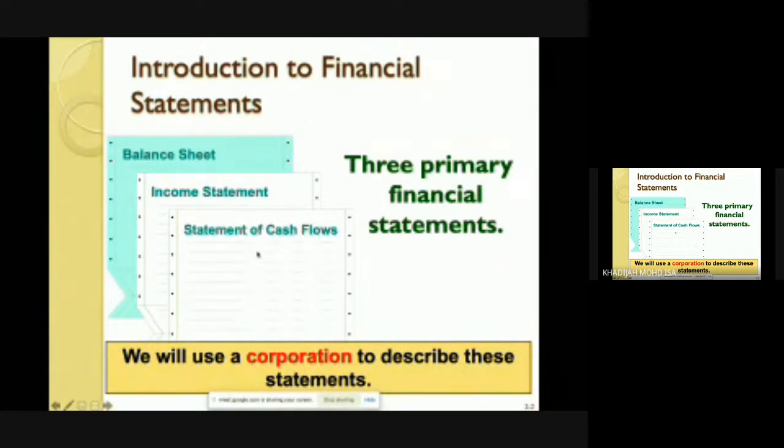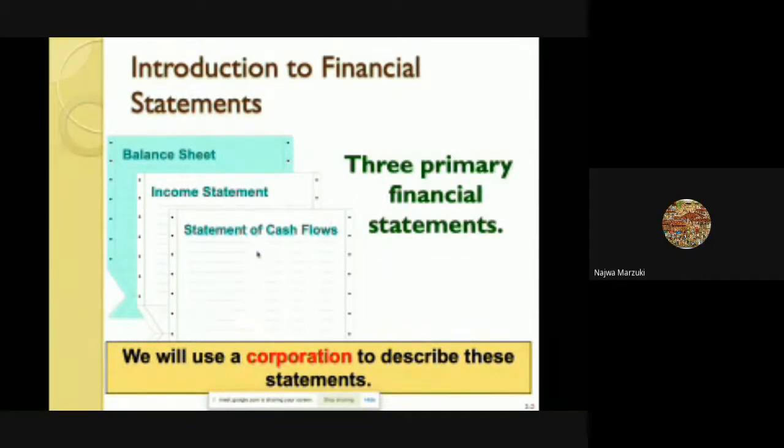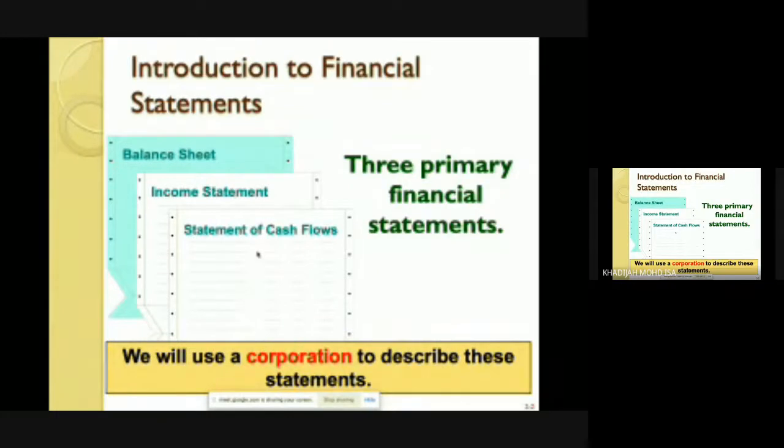Okay, so at the end of the semester, at the end of the financial statement, you will always look into your financial statements. You always come up with financial statements. But remember that your financial statements is not the end. It's just the means to the end. The end is your decision making. This is in your financial statements.